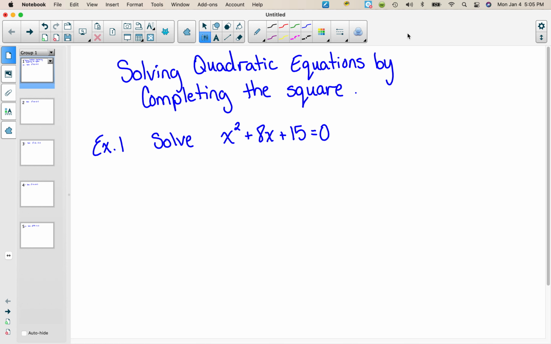Just want to do a real quick video on solving quadratic equations by completing the square. This is not really covering the concept behind it, but just a quick how-to. First thing I do is I move the constant to the other side.